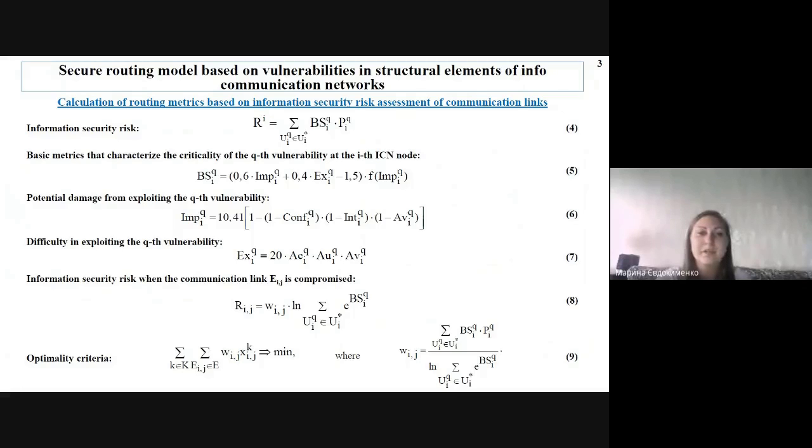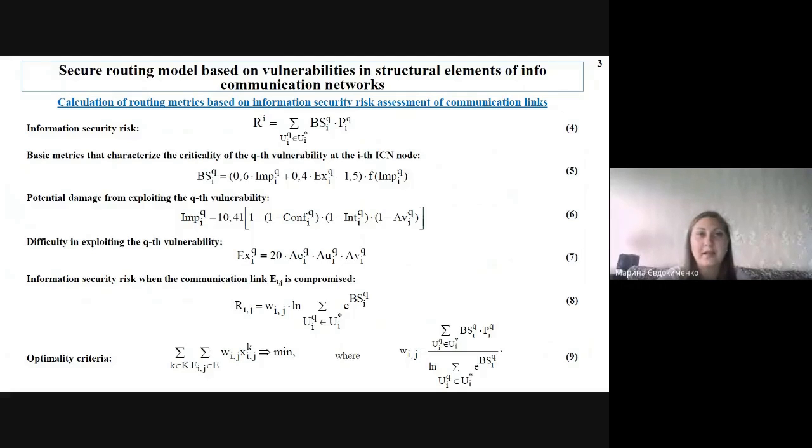The complexity of exploiting a vulnerability, according to the recommendation, is calculated using expression number 7. To quantify the worst-case scenario, the information security risk in the case of compromise of the link leaving the node is characterized by the following expression of exponential nature, formula number 8.